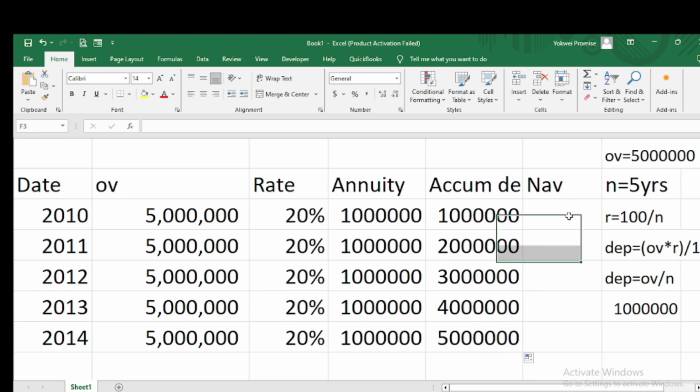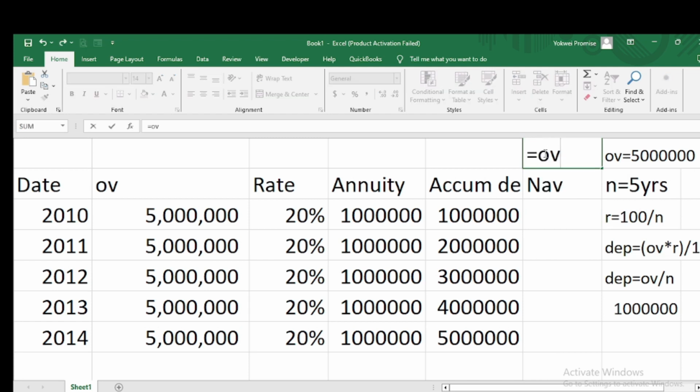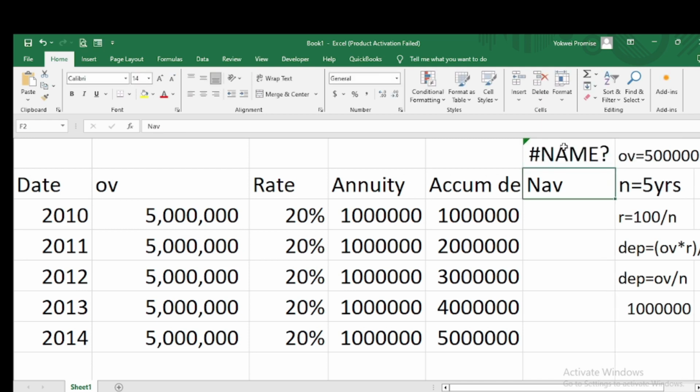So this is it, and then the net accounting value. Sorry, I'm not taking it horizontally, please. With the net accounting value, we have the formula here: OV minus accumulated depreciation. Let me just put the formula here. Let me remove the equal to sign. So it is equal to OV minus accumulated depreciation in order to have the net accounting value.